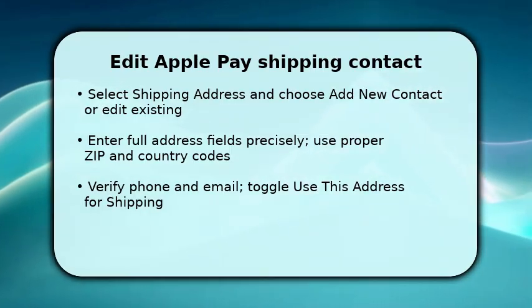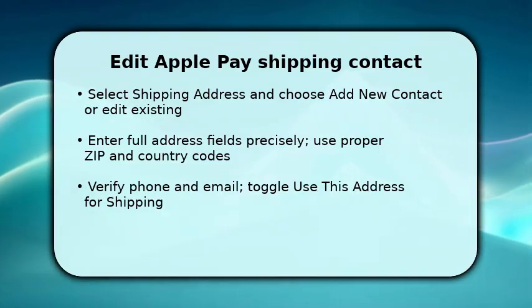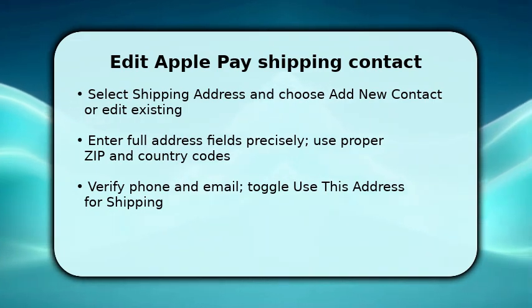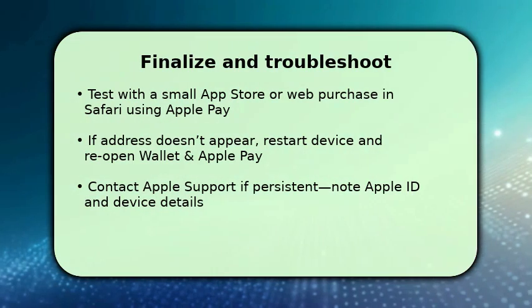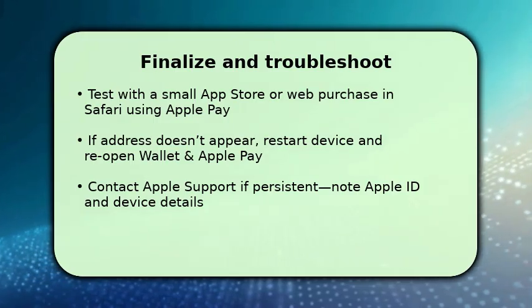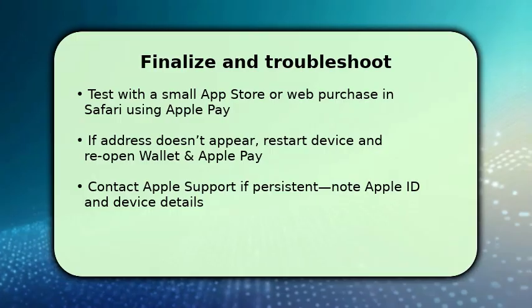Once the fields are correct, tap Done and then enable use this address for shipping so Apple Pay will suggest it during checkout. This fixes mismatches. To finish, test the change by making a small purchase in an app or Safari that supports Apple Pay and select your updated shipping contact at checkout.